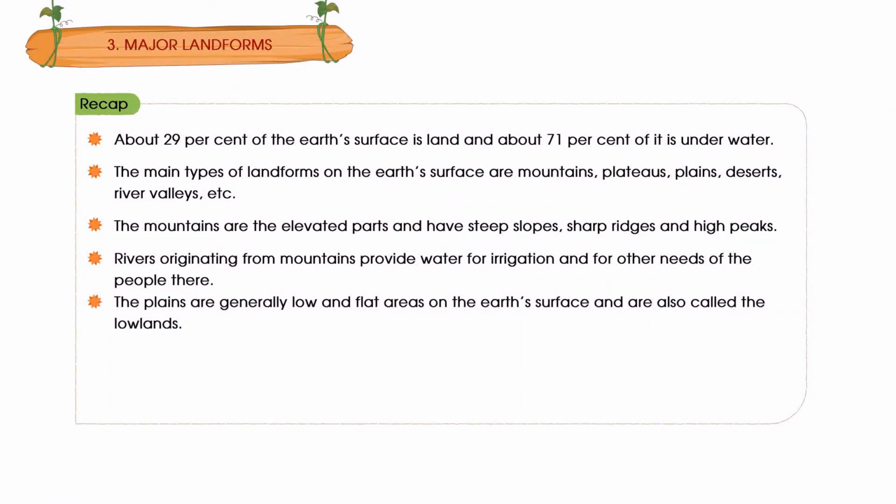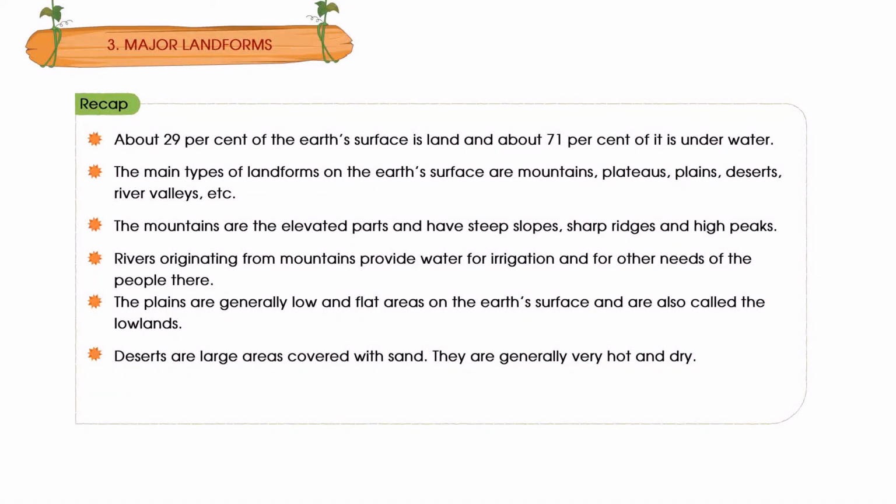The plains are generally low and flat areas on the Earth's surface and are also called the lowlands. Deserts are large areas covered with sand. They are generally very hot and dry. The rivers can cut rocks in the mountains and make a valley.